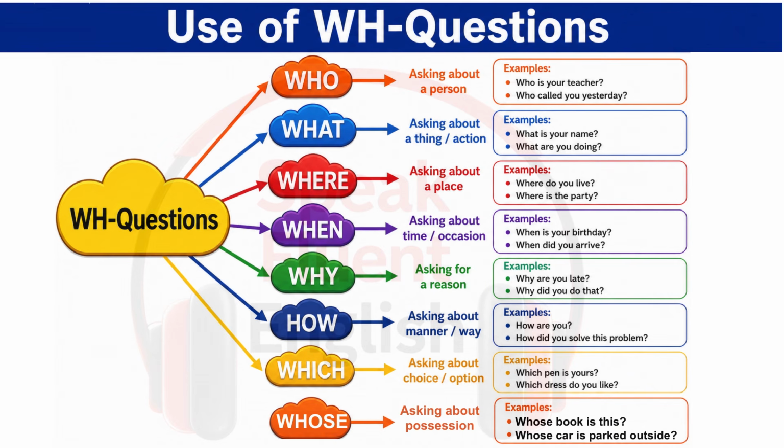Next, how. We use how to ask about manner, condition, or way. For example, how are you? How did you solve this problem? How can I open this box? And how was your trip? It helps us ask about methods and conditions.